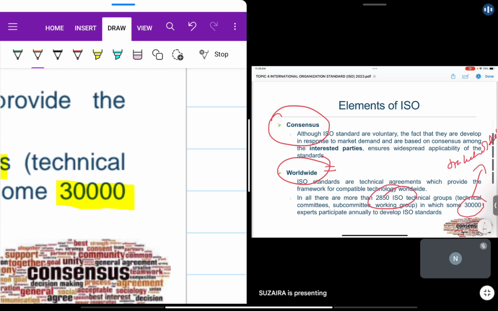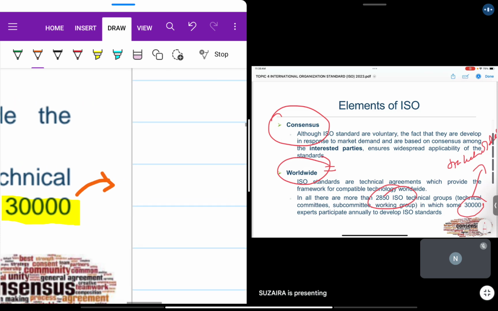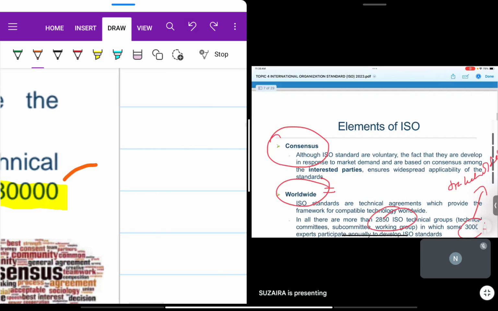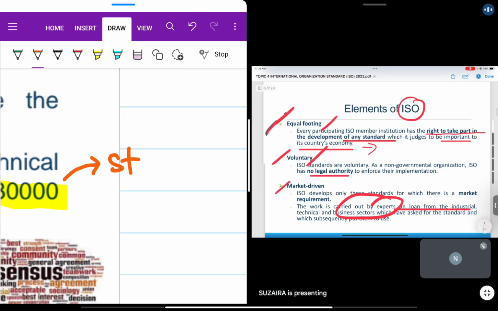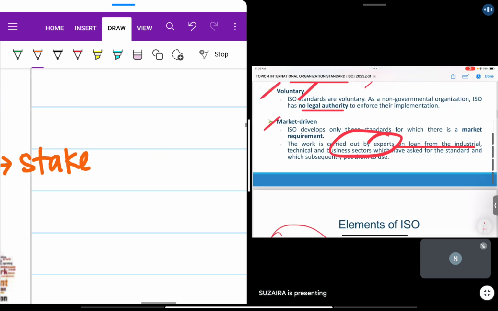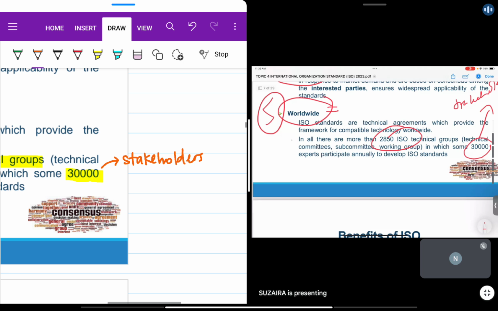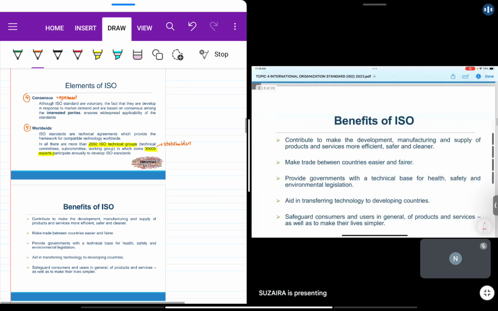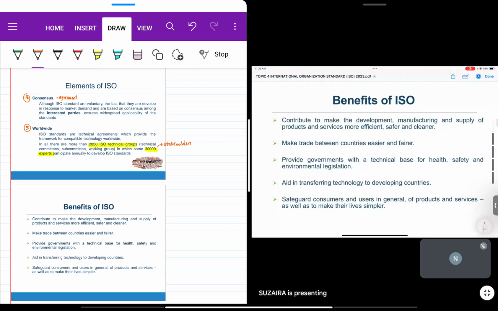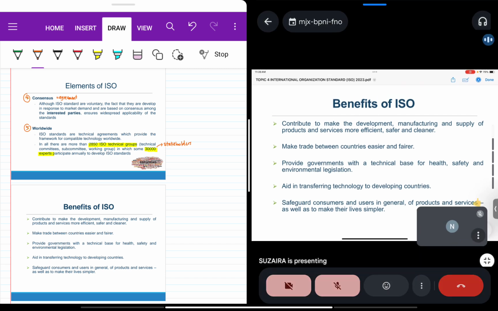So basically we have 5 elements, which are equal footing, voluntary, market driven, consensus, and the last one is worldwide. Any questions about the elements for the ISO? Okay, all right.